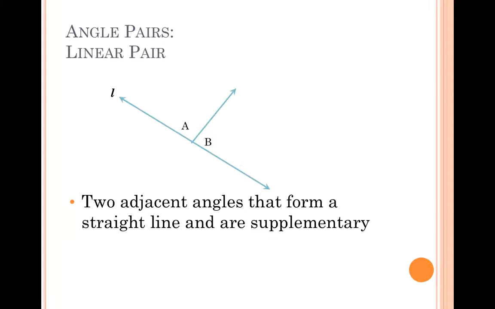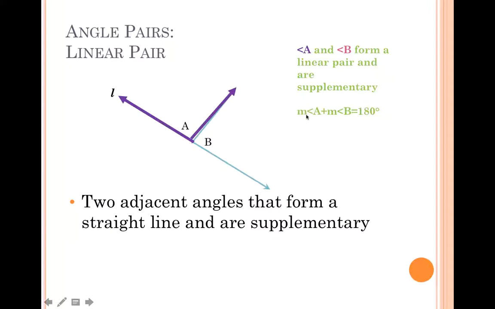So linear pairs combine the properties of adjacent angles and supplementary angles into one, which is pretty cool. So angle A and angle B form a linear pair and are supplementary because they add up to be 180. So the measure of angle A plus the measure of angle B equals 180 because they form line L, which is a line, and a line makes 180 degrees. Pretty cool, right?